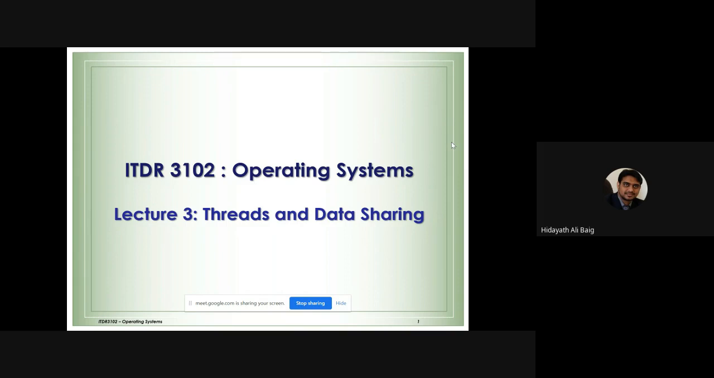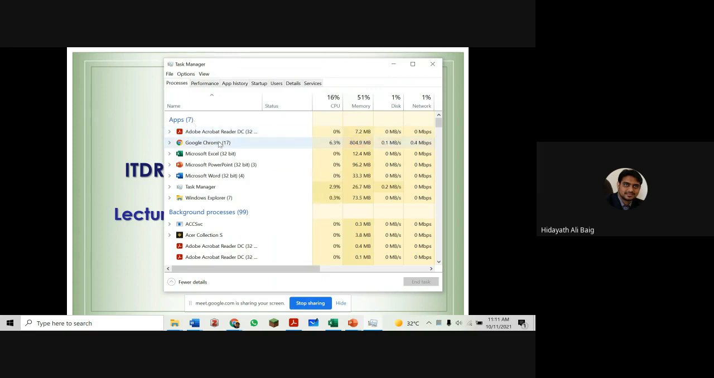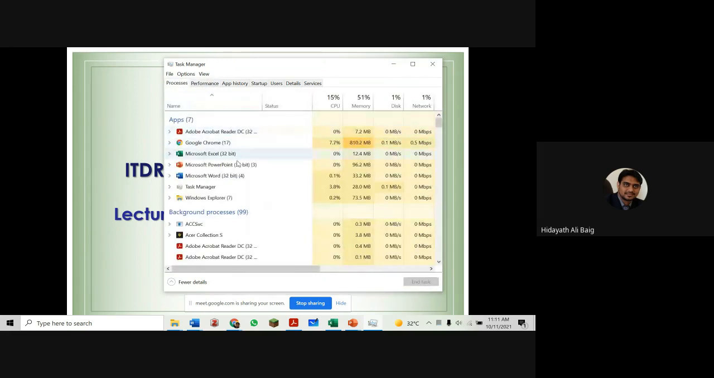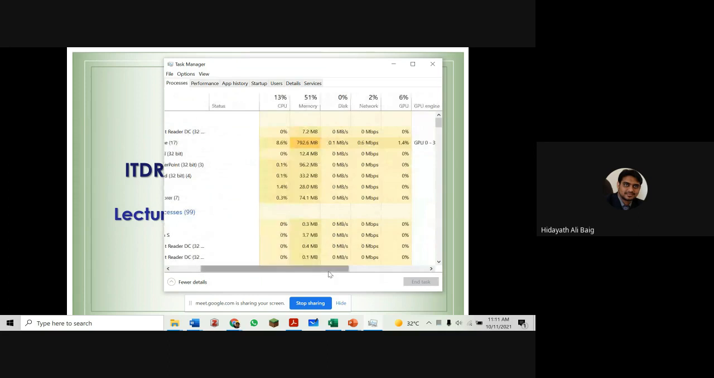Normally, in Windows, when we press Control Alt Delete to see the task manager, we see the processes, as we have understood, and the list of processes which are running. You can see these are the processes running in my system. These are the resources the processes are sharing: how much percentage of CPU, how much percentage of memory, and the disk, network, and other devices they are sharing. So this is how we normally see the processes.